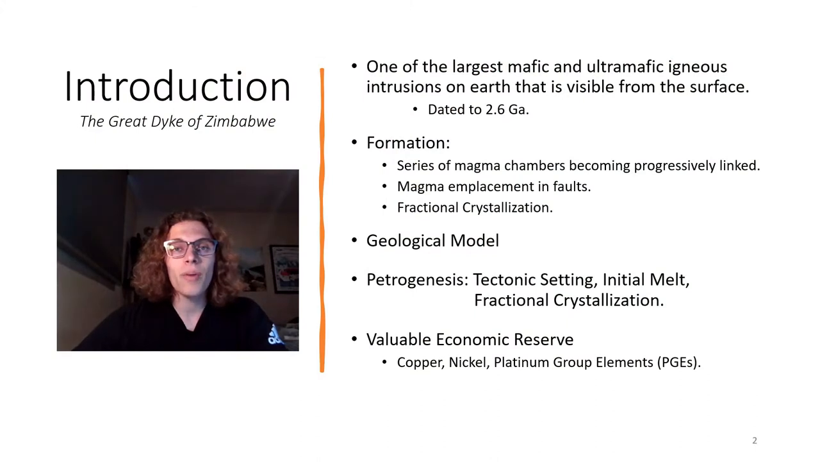The Great Dyke of Zimbabwe is one of the largest mafic and ultramafic igneous intrusions on Earth that is visible from the surface, and its formation has been dated near the end of the Archean at about 2.6 billion years ago. This formation involved magma emplacement into faults, which underwent fractional crystallization, and this was fed by a series of magma chambers below, which became progressively linked.